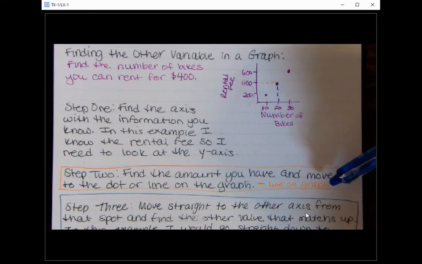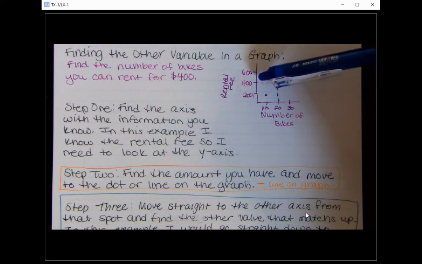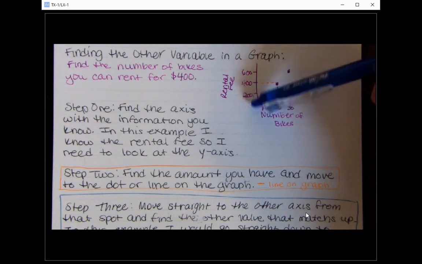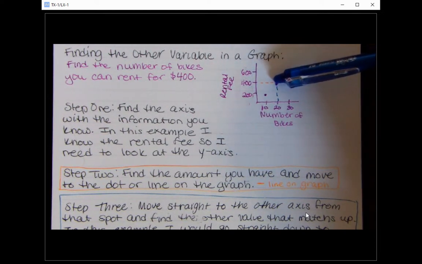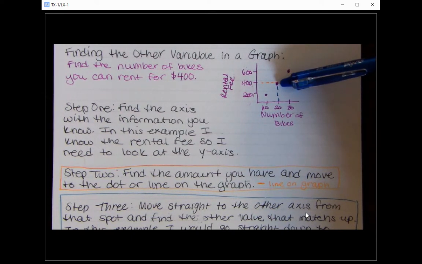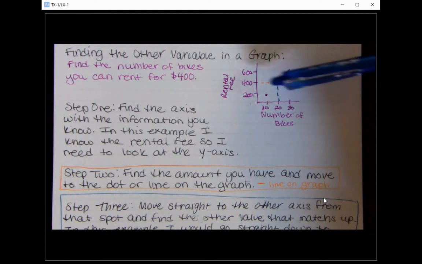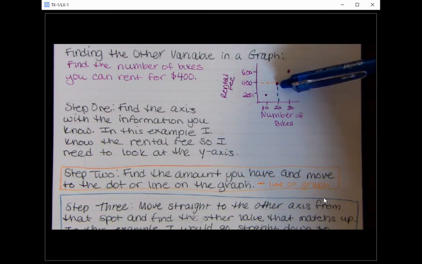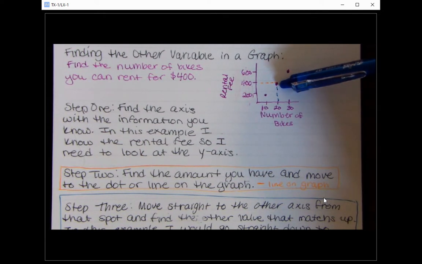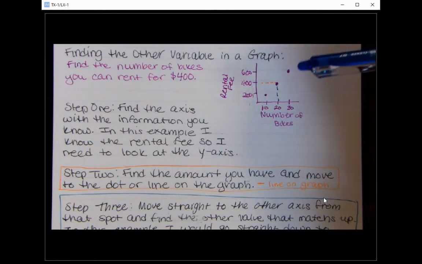Step 2, find the amount that you have and move to the dot or the line on the graph. I did this in orange, so it's a little bit easier for you to see. I found the 400 rental fee on my y-axis, and then I moved to the right until I reached a dot. Now, sometimes a dot is not going to be there, sometimes it's going to be a line, but it's the same thing. You want to match up whatever the amount is with the dot or line that is on the graph, because that's representing the numbers for this rental.